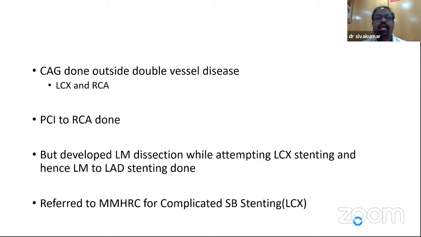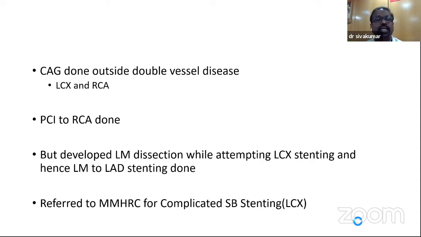When the angio was done by the other operator in the other hospital, it was planned for an LCX RCA PCI. After a satisfactory PCI to RCA, when he was attempting stenting to the LCX OM, he noticed there was a dissection in the LM, and LCX was behaving nasty. So he quickly stented the LM to LAD, because he was not able to get the stent out of the LM into the LCX. In that bargain, he dissected the LM.